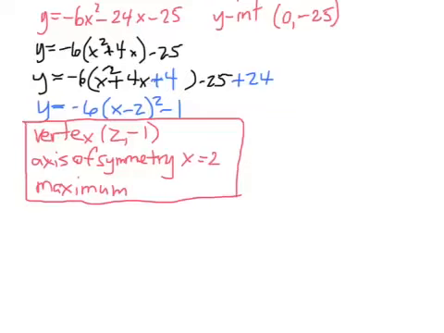That means when I factor this, x squared plus 4x plus 4, I get negative 6 times x plus 2 squared minus 1, and that means my vertex is at (negative 2, negative 1). The axis of symmetry goes through x equals negative 2, and it opens down. This is a maximum point.